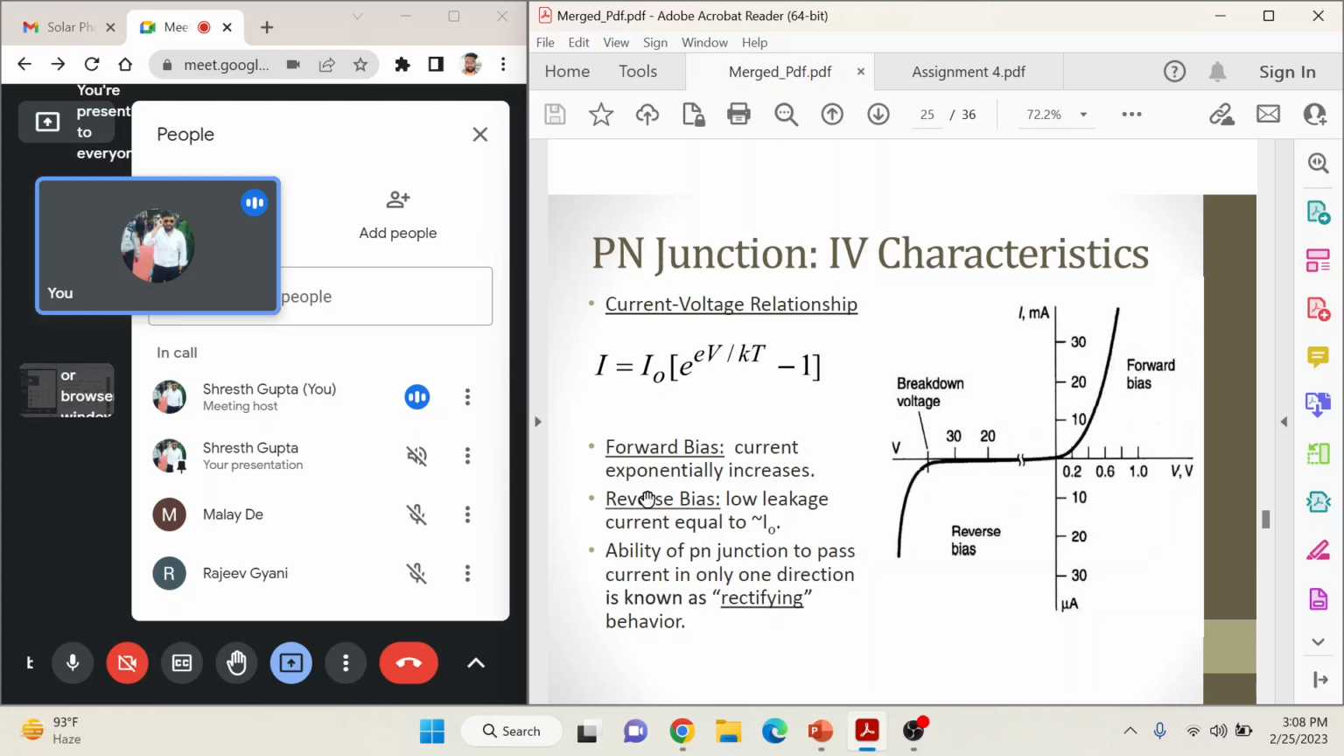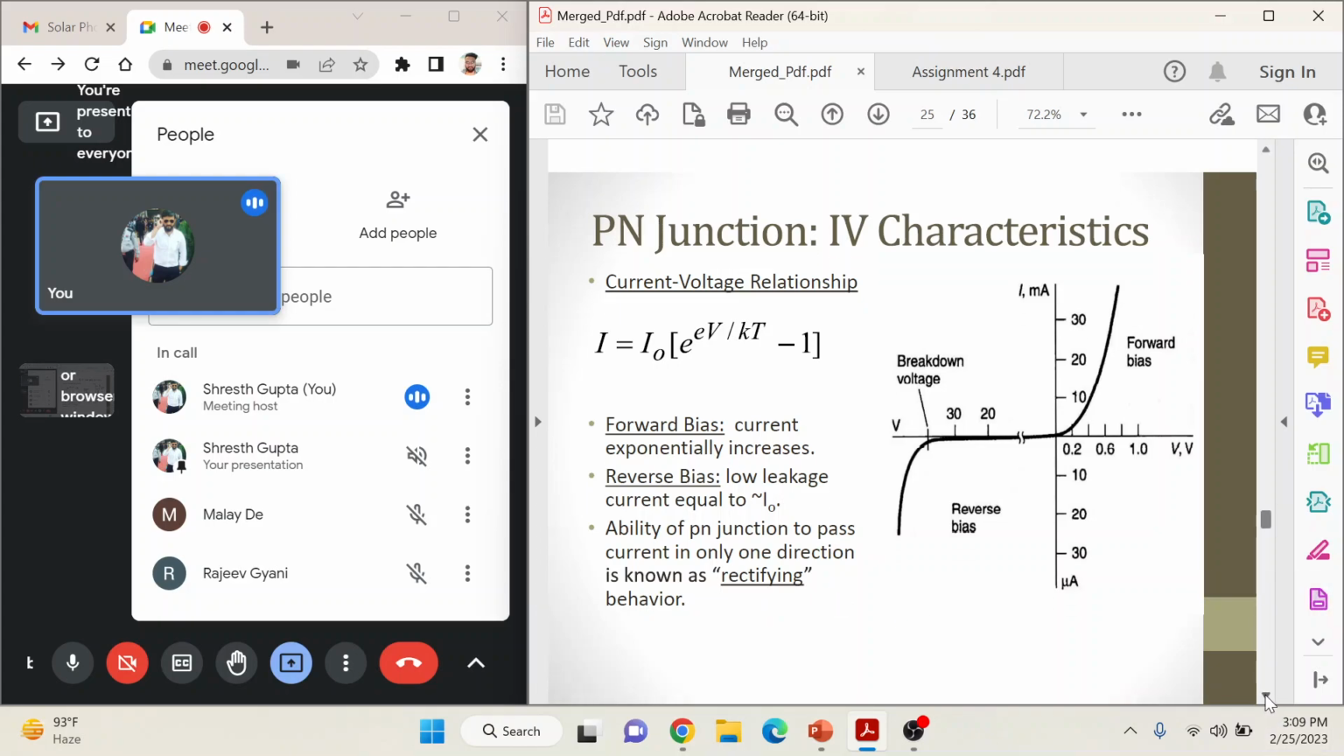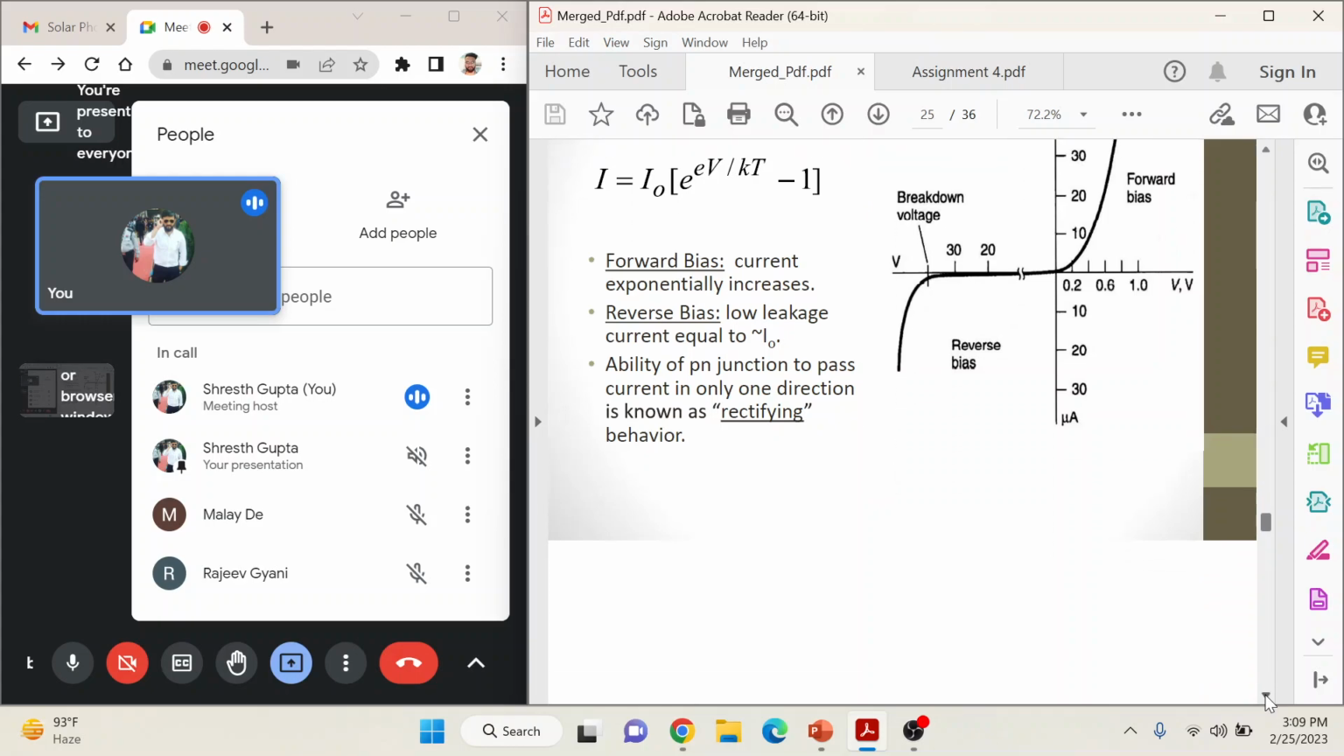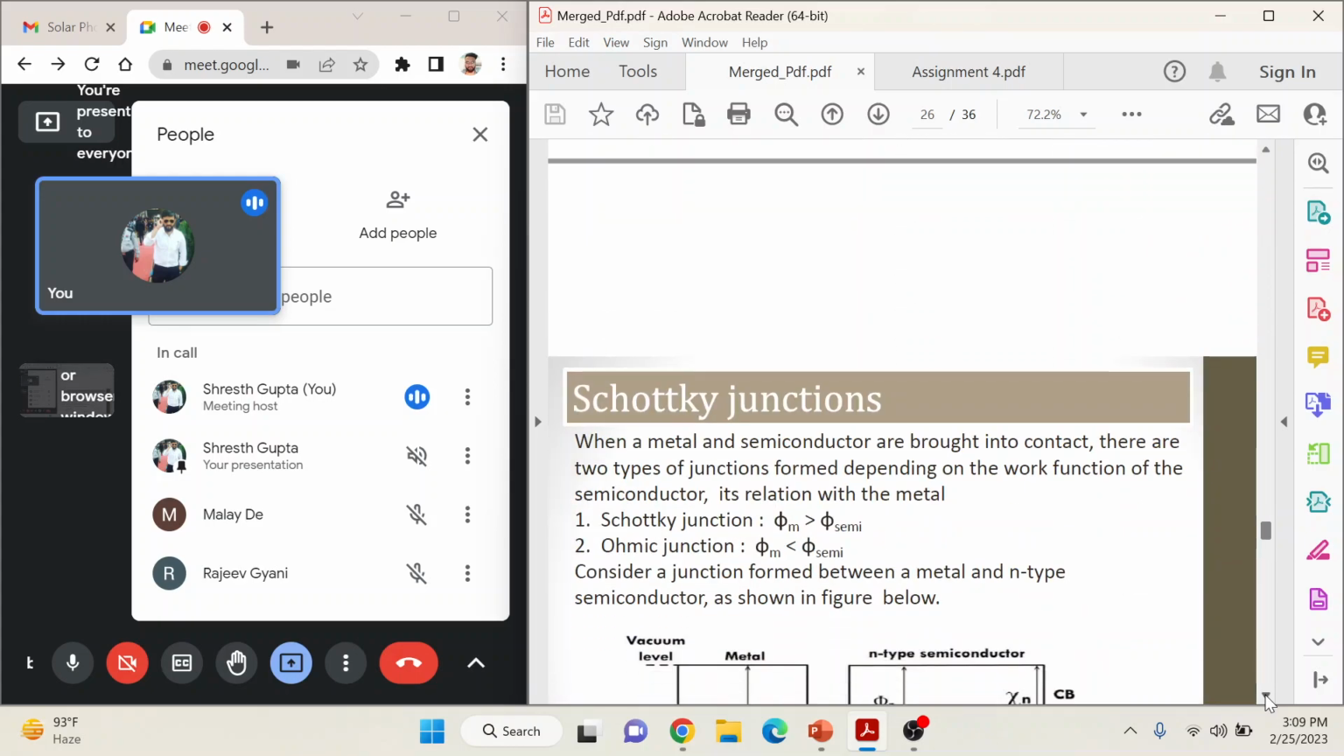Forward bias current is exponentially increasing, and in reverse bias there is a low leakage current, which is nearly equal to I naught. Now, the ability of a PN junction to pass current in only one direction is known as rectifying behavior. We expect that it should pass current in one direction only, it should not be bidirectional. Like, it's not right for every condition.